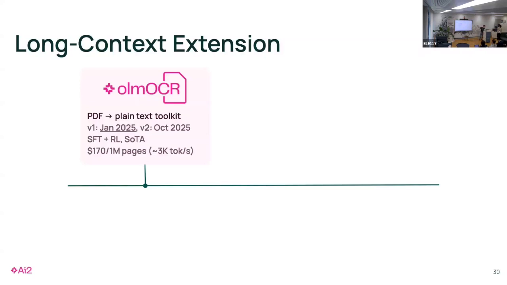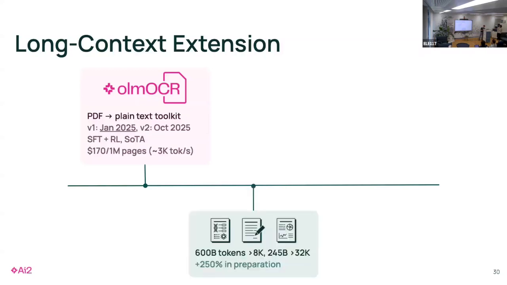We had a version one at the end of last year. It was really fun to work with. It was the first time using RL for one of these specific parsing applications. It's really efficient. It costs about $170 to do 1 million web pages through it.